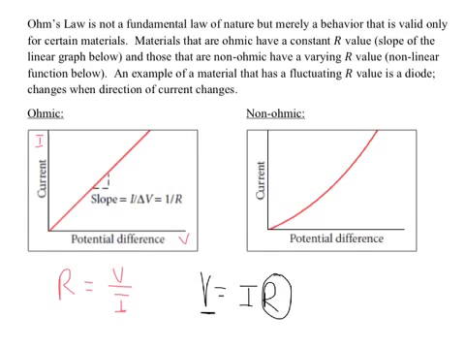This is like your dependent, and this is your independent. The graphs here, these examples, happen to switch those two. They plot current versus potential difference.